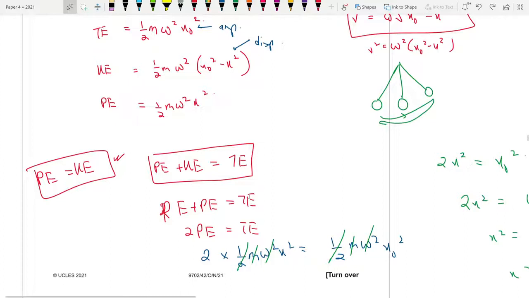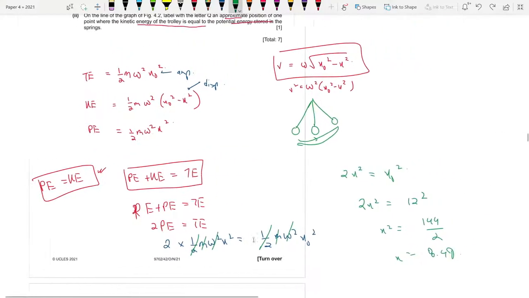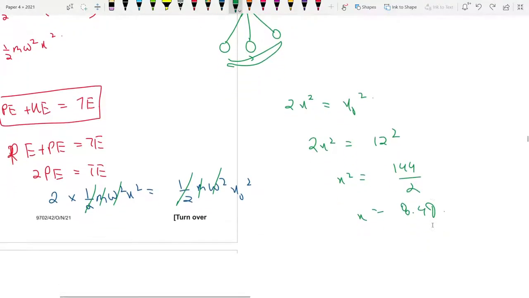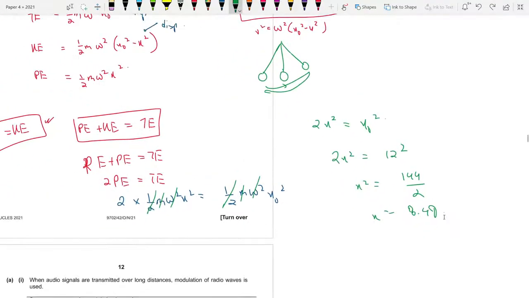Why did I choose Pe to be substituted? Mainly because the kinetic energy one is a bit more complicated, right? Also, I want to find out this value of x. X naught represents amplitude, while x just represents the displacement at any point, right? So 2x square is equal to x naught whole square. So x naught is 12 centimeters. X square is equal to 144 by 2. And root over answer is 8.49.